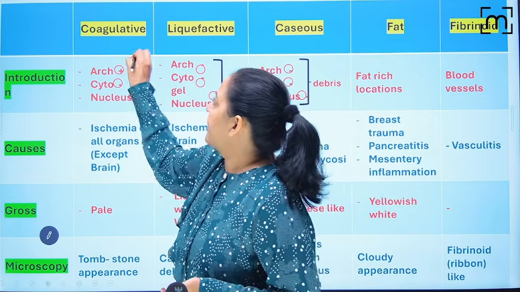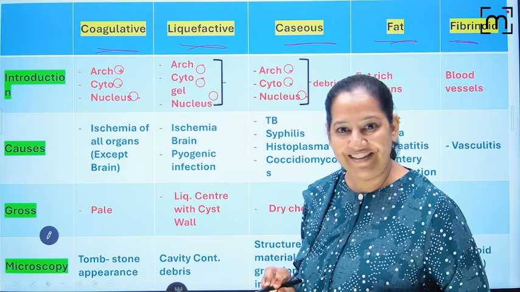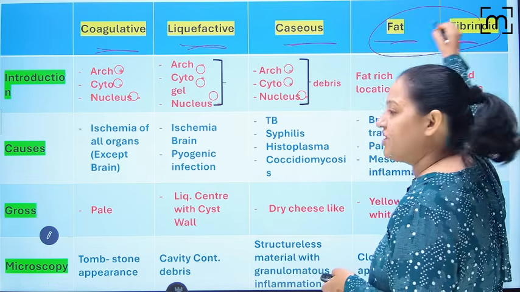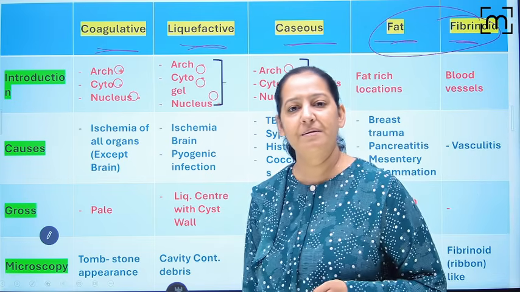Now, coagulative necrosis, liquefactive necrosis, caseous necrosis, fat necrosis, or fibrinoid necrosis? Yes or no? These two are special types of necrosis. Everyone knows. And these 3 are the main necrosis. What is the meaning of these 3?